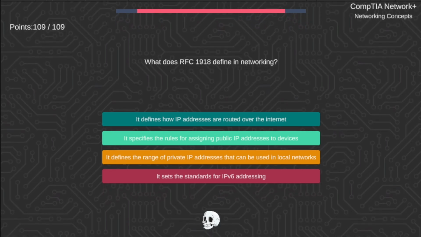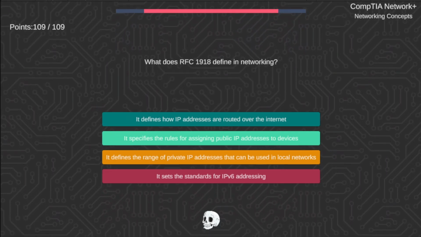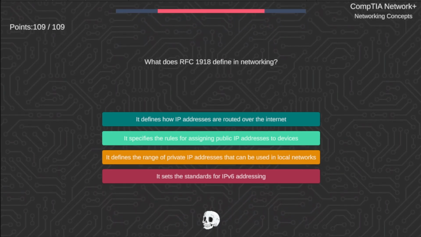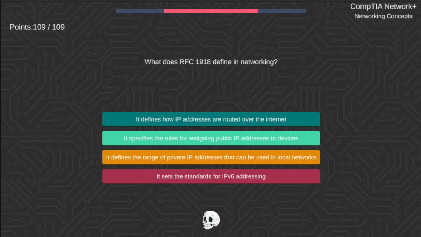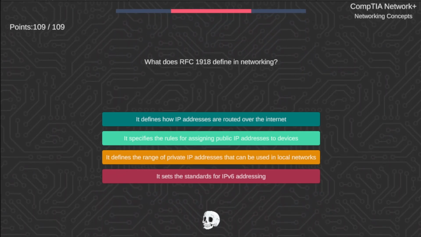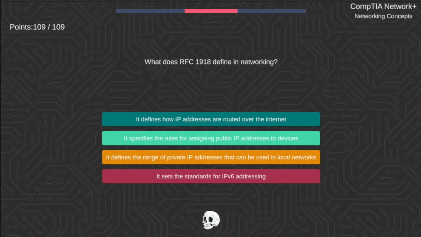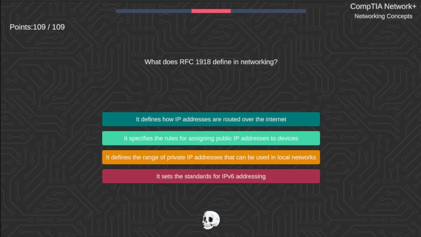It defines how IP addresses are routed over the internet. It specifies the rules for assigning public IP addresses to devices. It defines the range of private IP addresses that can be used in local networks, or it sets the standard for IPv6 addressing. RFC 1918.